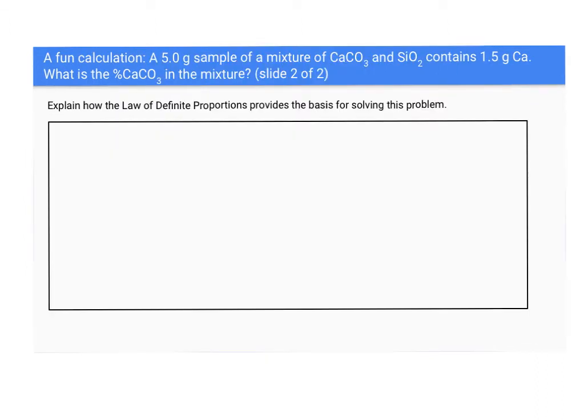And then this concept is based on the law of definite proportions. So just a few things to remember. The law of definite proportions deals with compounds. It was actually included in Dalton's atomic theory, even though he wasn't the first one to come up with it. That was Proust, which you don't need to know.